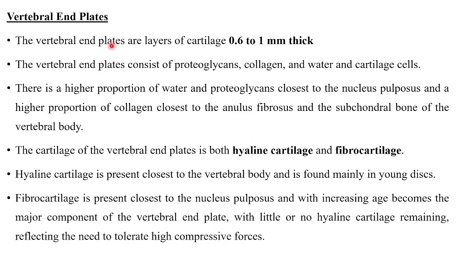Next part of the intervertebral disc is the vertebral end plates. The vertebral end plates are layers of cartilage that are around 0.6 to 1 mm thick. They consist of proteoglycans, collagen, water, and cartilage cells. There is a higher proportion of water and proteoglycans closest to the nucleus pulposus, and a higher proportion of collagen closest to the annulus fibrosus and the subchondral bone of the vertebral body. The cartilage of the vertebral end plates is both hyaline and fibrocartilaginous in structure. So that means the vertebral end plates consist of both hyaline cartilage and fibrocartilage.